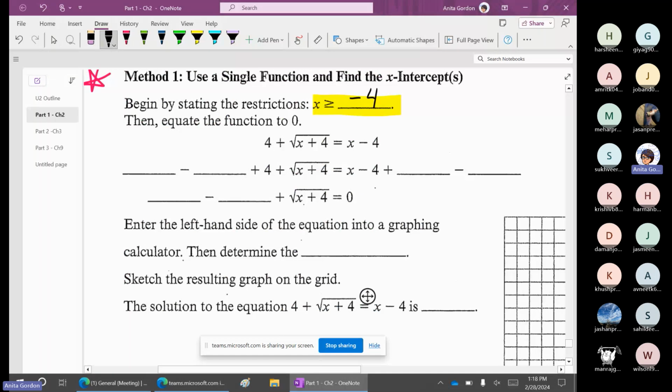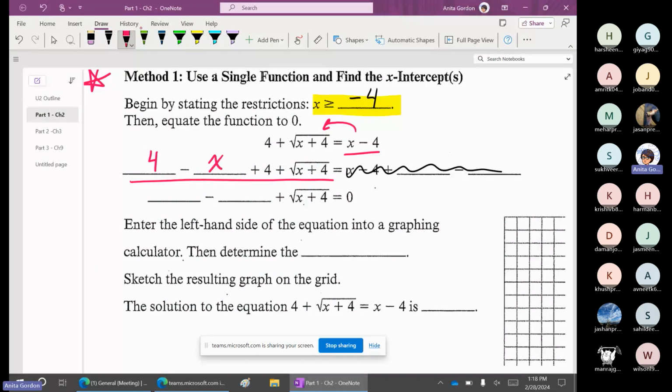So here is just kind of walking you step by step. You don't need to worry about this side. We want to move these parts over there. So that means I'm going to add my 4 and minus my x. Collect like terms if possible. Looking at this line, the only thing I can collect are the 2 4s. So this is 8 minus x plus the square root of x plus 4.